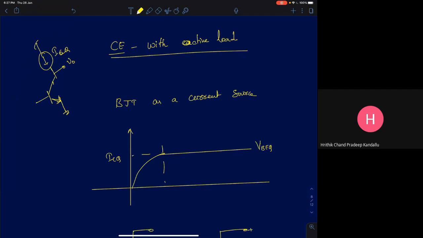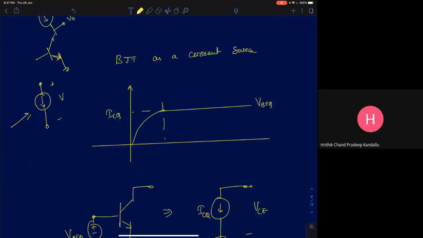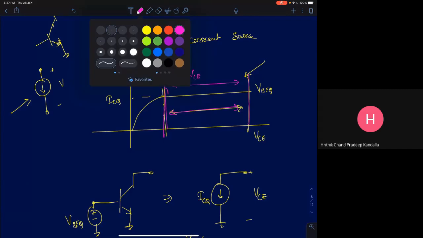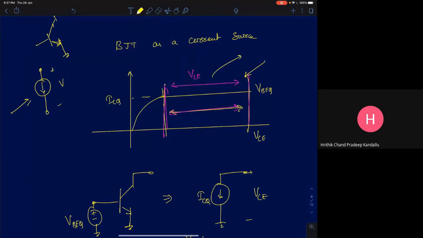So now we will try to realize a current source using a BJT. What is the property of a current source? Even though the voltage across the current source changes, the current should remain the same. That's the definition of a current source. Now we know this is the IC versus VCE characteristics of a BJT. Now if you notice the BJT in this region, even though the VCE is changing here significantly, the collector current doesn't change at all. I can then say that the BJT is going to behave like a current source in this region.